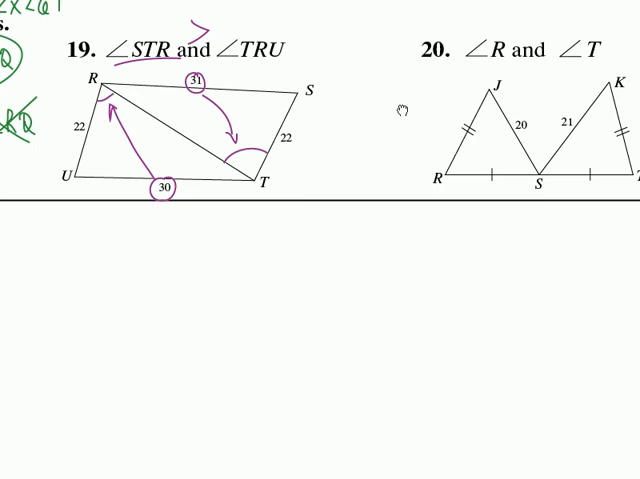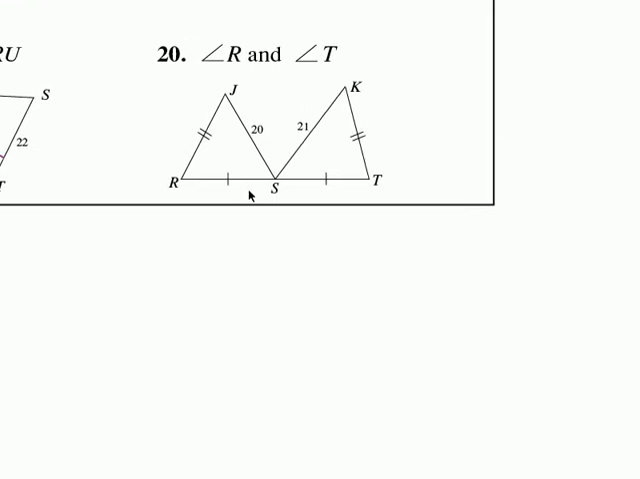All right, last one. Can't believe we're finishing this in one period. R and T. Let's do it real quick. This is bigger than this, right? So R is what? Smaller, right? So R is what? Less than angle T.